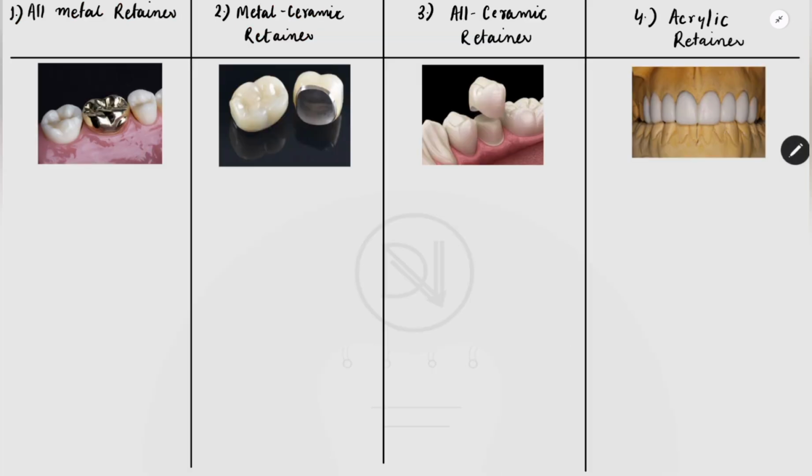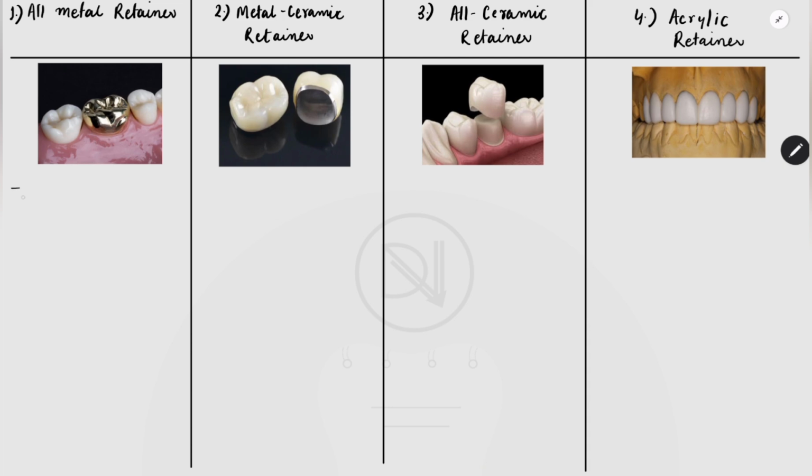So here in these images you can see the different types of retainer on the basis of the material used. In the first, this is an all metal retainer. The second, this is a metal and ceramic retainer. The third, this is an all ceramic retainer, and the fourth one is your acrylic retainer. Now let's know the difference between them. Coming to the all metal retainer, this retainer is made up of metal.